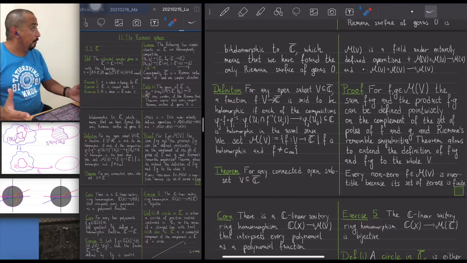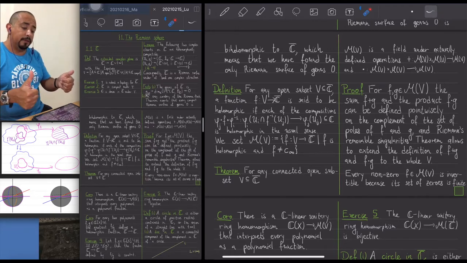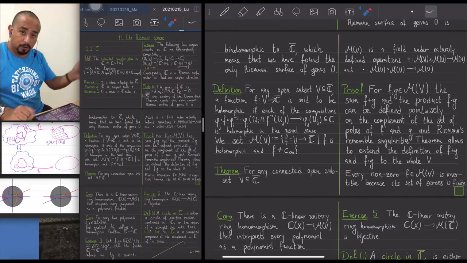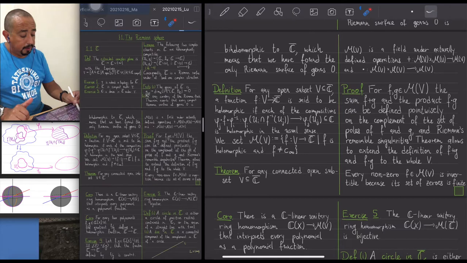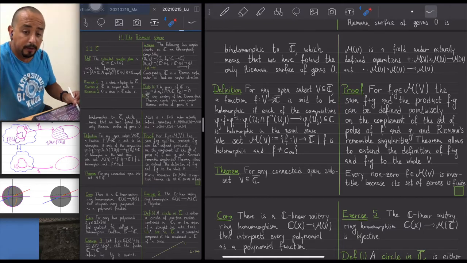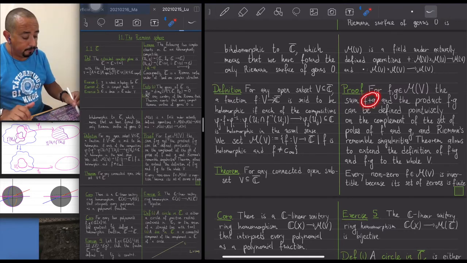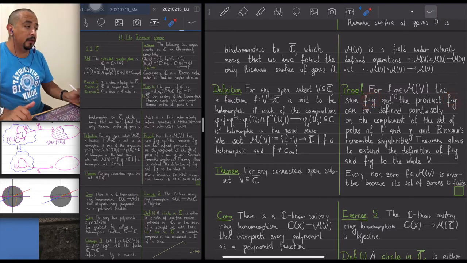Why? Because if I take a point which is neither a pole of F nor a pole of G, then F evaluated at that point is a complex number, and also G evaluated at that point is a complex number, so I have no problem adding or multiplying. So on the complement in V of the set of poles of F union the set of poles of G, we can define F plus G and F times G in a pointwise fashion.